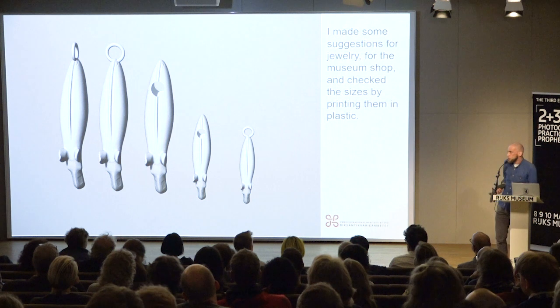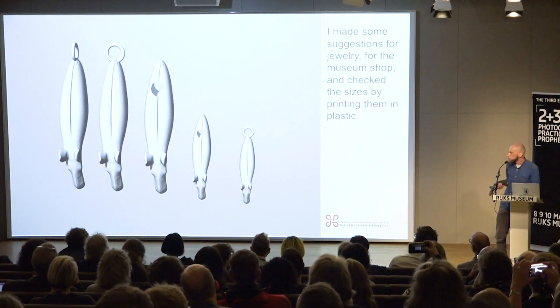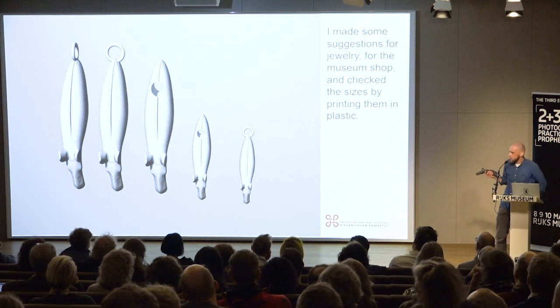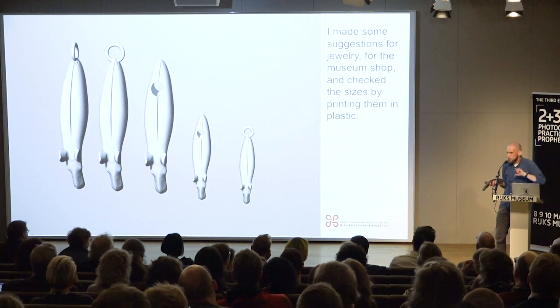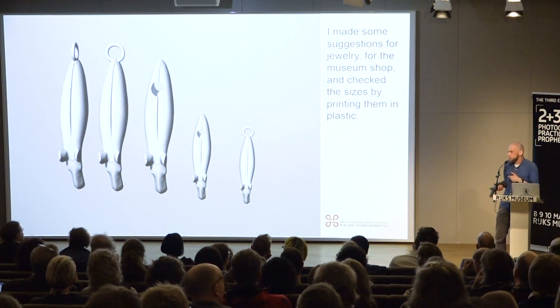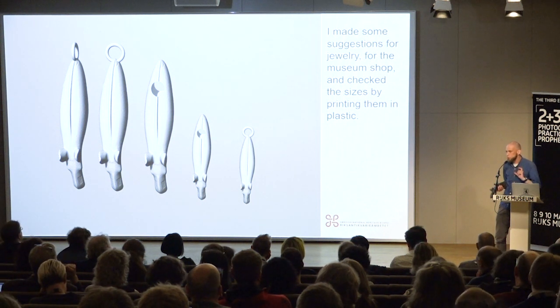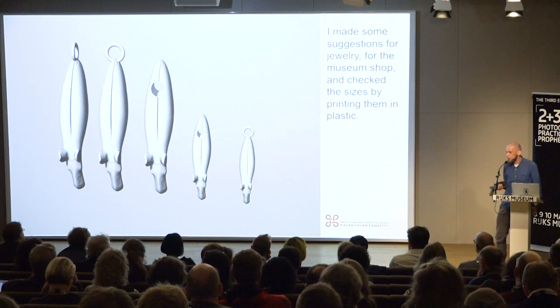I contacted the museum stores. I made some suggestions for jewelry. So I have printed these in plastic. They are rather small, like for earrings and necklaces. You can also print in metal through laser sintering, so you can get a really good view of what it looks like when you then cast it in silver and other metals.